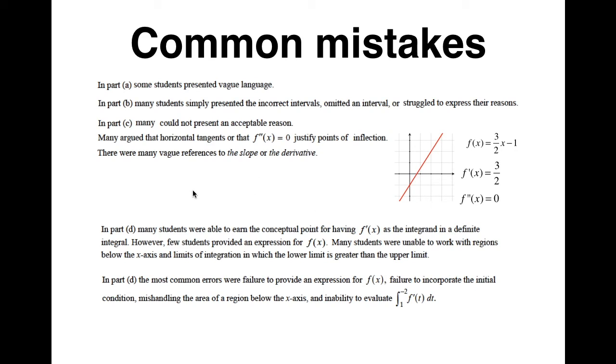There were many vague references to the slope of the slope or the derivative. When we juggle with many functions, either a function f and a function g, or here f, f prime, f double prime, you really need to say what you're talking about. You can't just say the slope. You have to say it's the slope of f prime that I'm talking about.